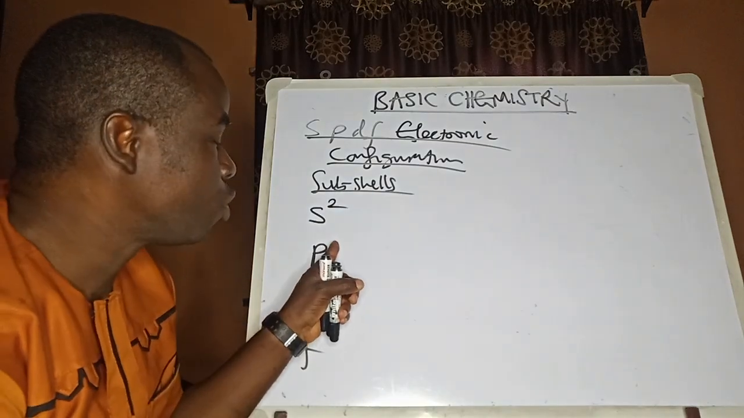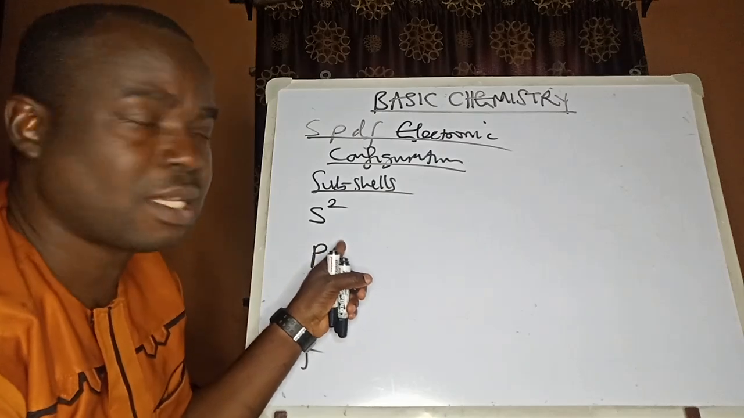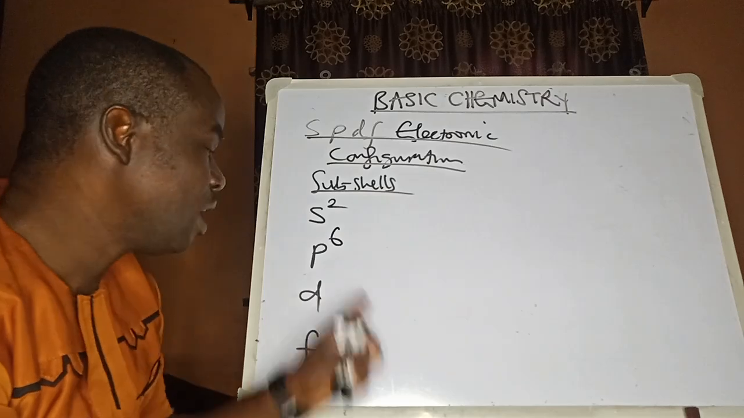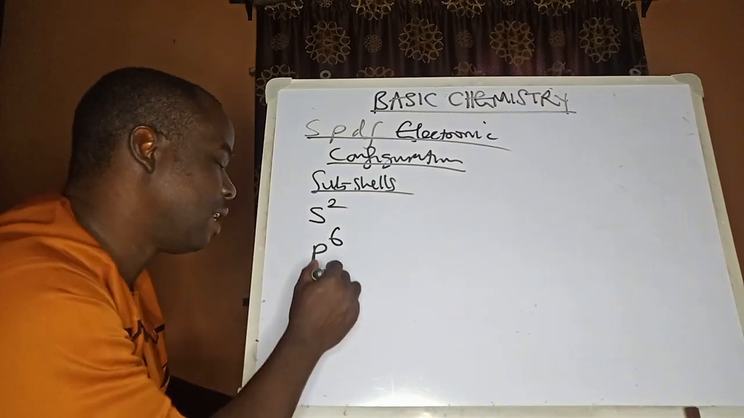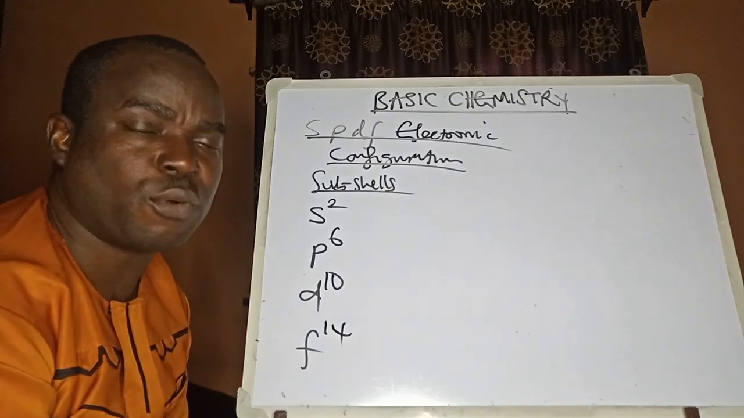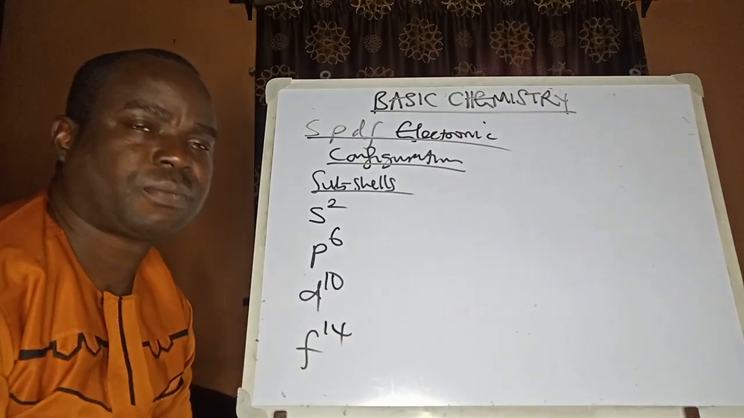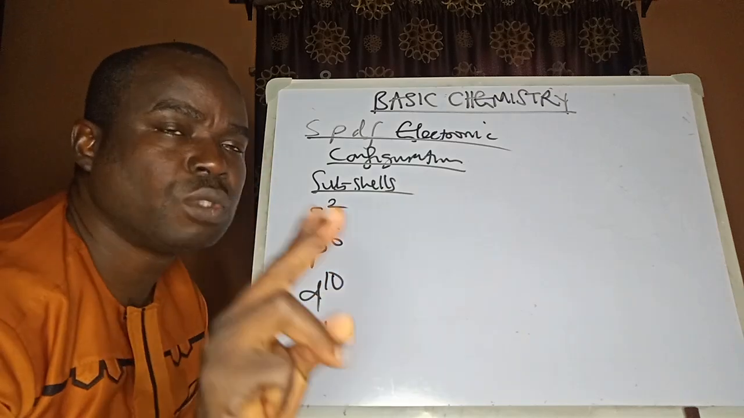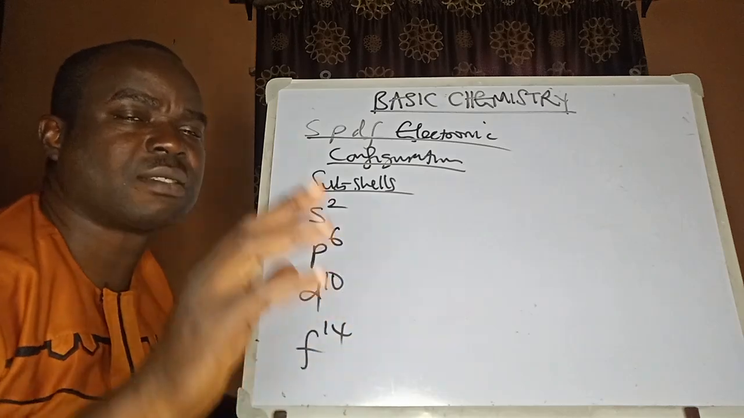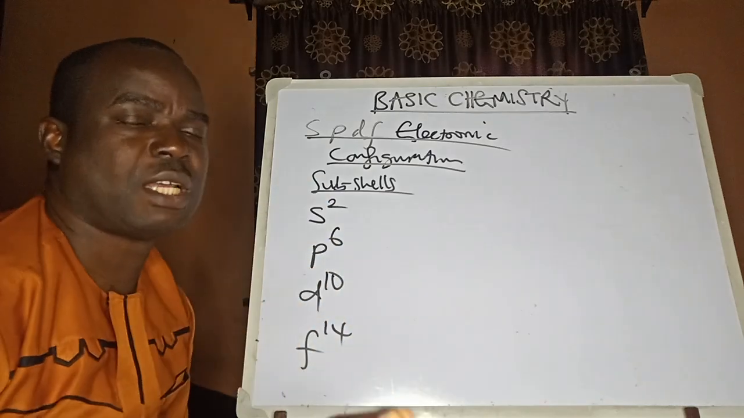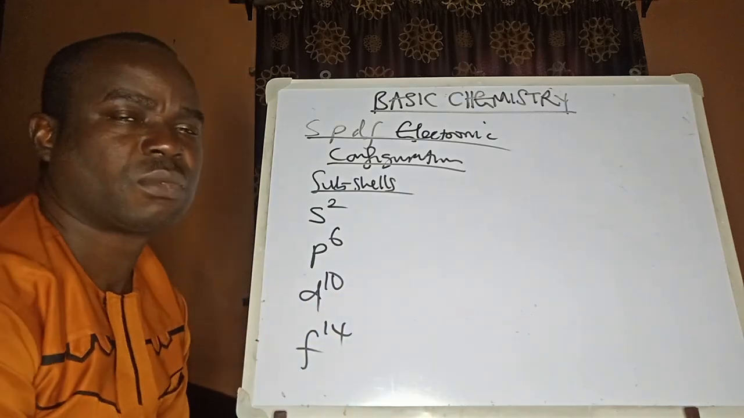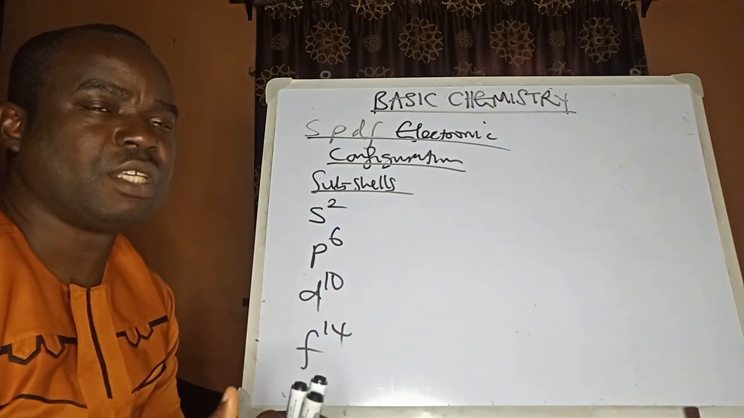Then if you want to know the number of electrons this P carries, add 4 to this one. 4 plus 2 is 6. Then for this one, add 4 to this one, you get 10. Add 4 to this one, you get 14. Are you following now? So the S subshell has 2 electrons maximum. The P subshell has 6. The D subshell has 10. Then the F subshell has 14. Are you following? Now let us put them in the orbitals.